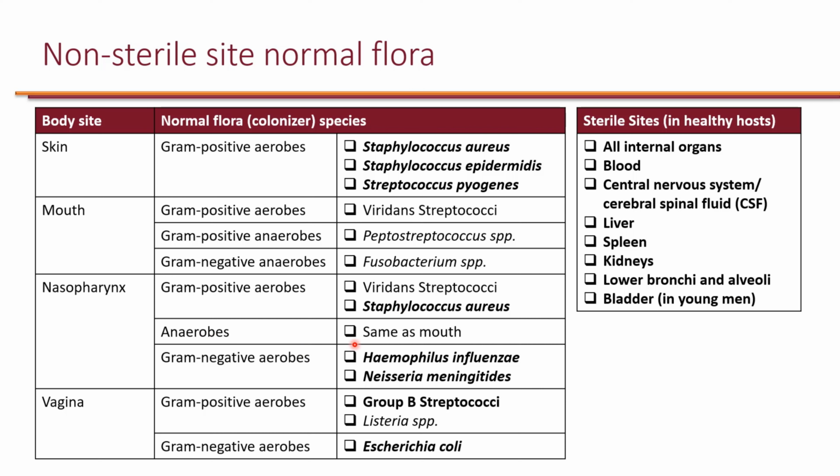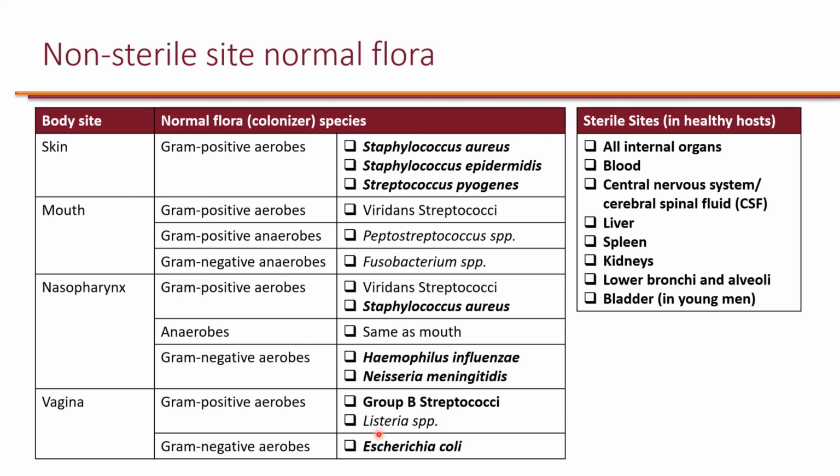So the anaerobes in the nasopharynx are the same anaerobes as the mouth, and there are some gram-negative aerobes in the respiratory tract. So H. flu, Haemophilus influenzae, and Neisseria meningitidis is one. And then in the vagina, there are flora. For example, E. coli is a resident of vaginal tissue, and group B Streptococci, and Listeria.